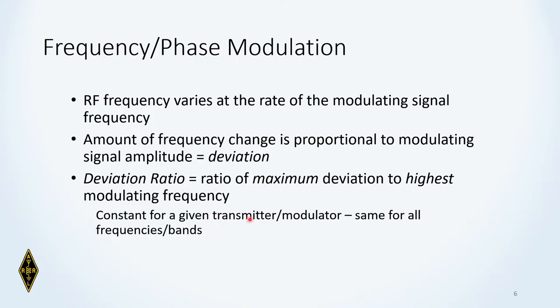And this is an important point, and it's an easy one to miss. The deviation ratio, this ratio given here, is constant for a given transmitter and modulator. These two values, the deviation and the highest modulating frequency, have nothing to do with the carrier frequency. So whatever this turns out to be, it's going to be the same for all bands and all frequencies of the radio. There's a trick question in the pool that we want to avoid.